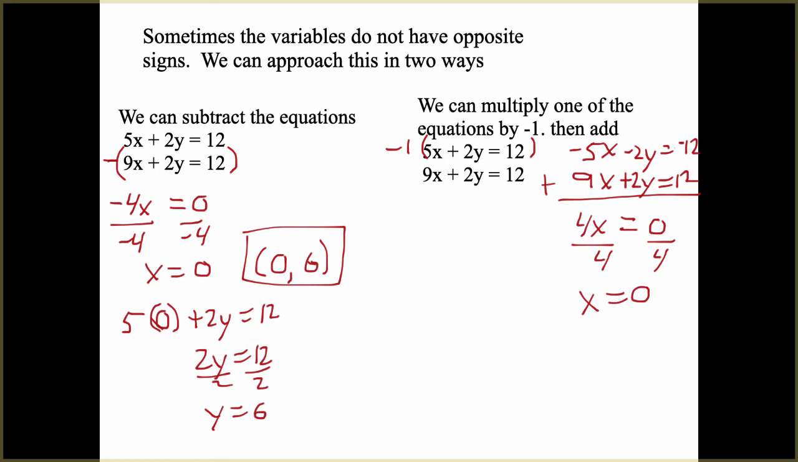You can do either method, but if you do the method on the left, be very careful that you are subtracting everything. Be careful with your signs. I think for many of you, it'll be easier to multiply one of the equations by negative 1 to get opposite coefficients on one of the variables. But it is up to you what you want to do. You can do either. They are both mathematically sound.